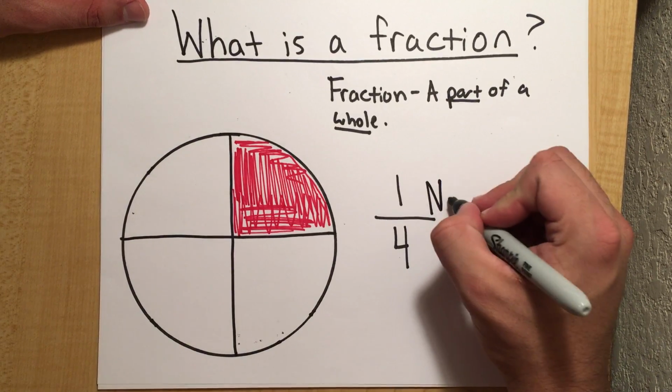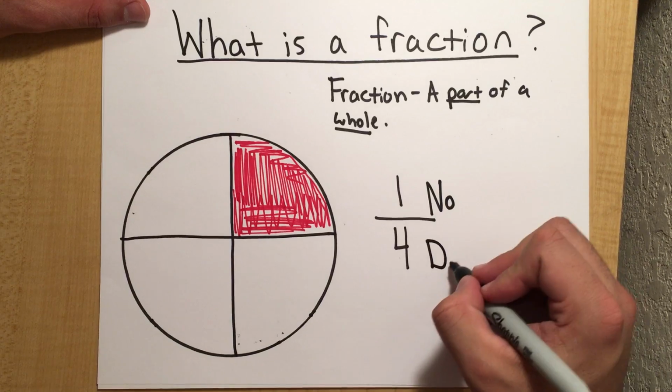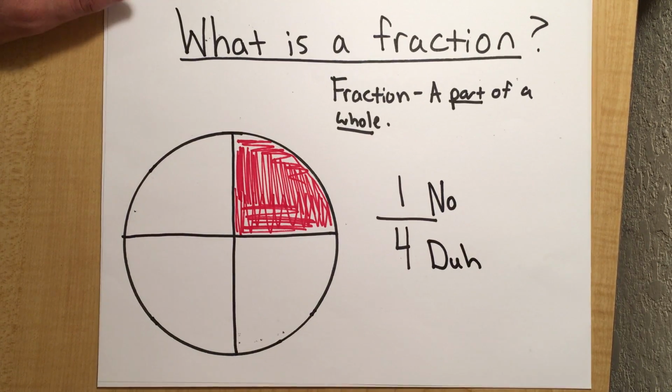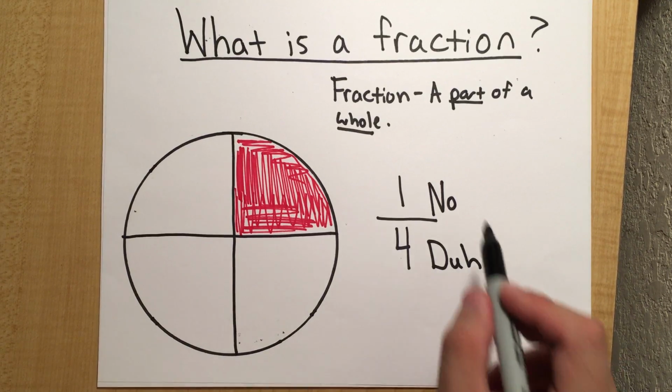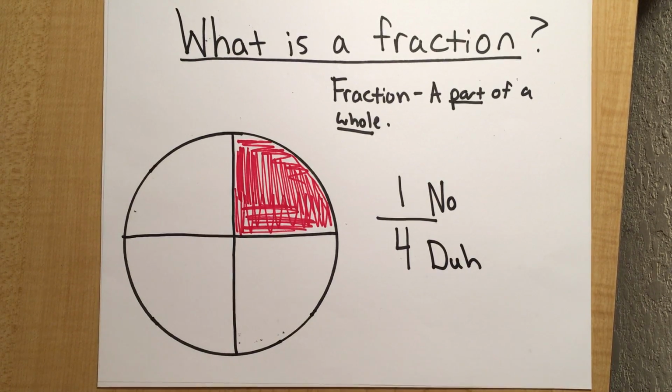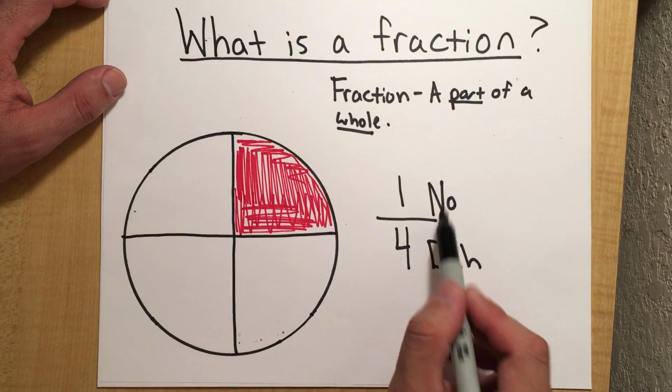No duh. No duh. That's easy. I know this. And I know it sounds silly, but what we just did right now, we're going to use this in order to help us remember what the numerator is and what the denominator is. So we spelled these 2 words, no duh, right?